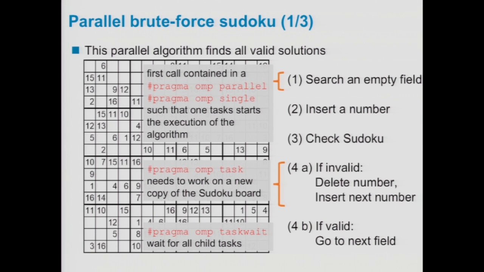So we have the OMP task, which starts work on a new copy of the Sudoku board. We spawn a bunch of those tasks, and then we end up waiting for them to finish so that we can figure out which one we want to commit and go on.